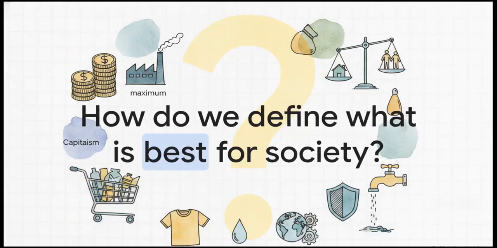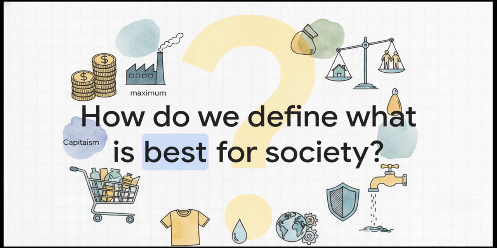So what does this all mean? The crucial question we're left with is this: how do we actually define what is best for society? Is the ultimate goal maximum surplus, producing and consuming the absolute most possible goods, like a pure capitalist model aims to do? Or is the ultimate goal ensuring equity, fairness, and protecting people from those systemic market failures?